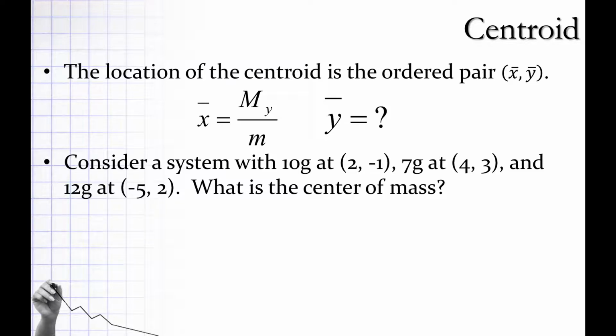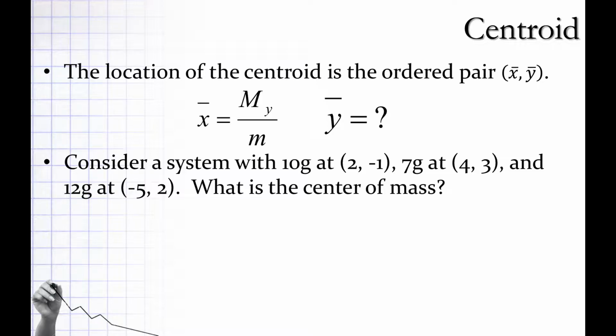Okay, so my suggestion, and we're going to do this when we get to the calculus part of it too, would be to find the moment about y, calculate the moment about x, calculate the mass, and then pair up the ones that you need to pair up together. Okay? So, first, let's talk about our moment about y.